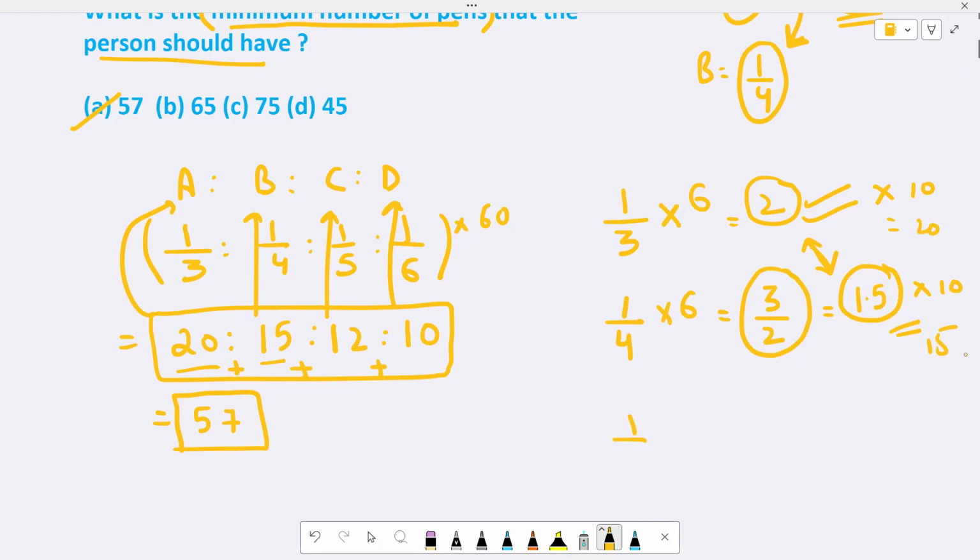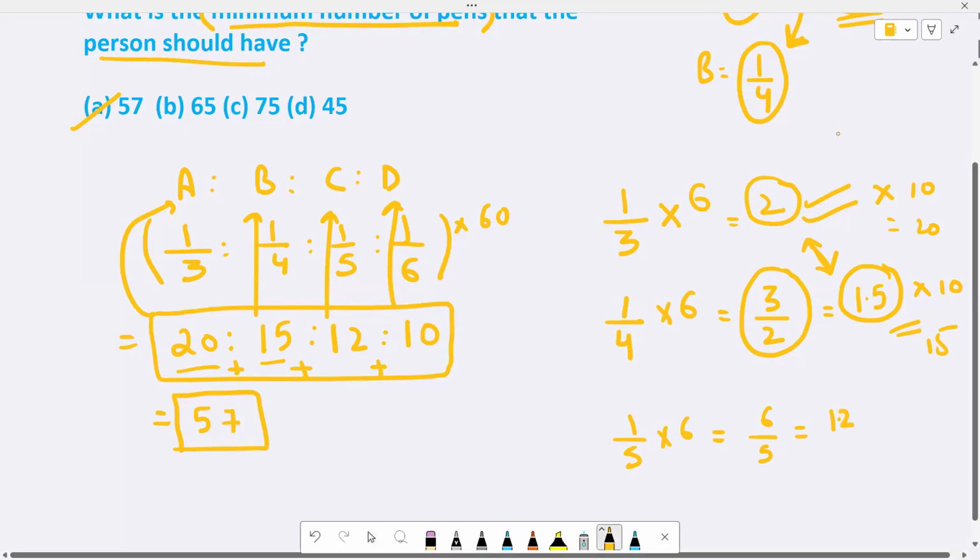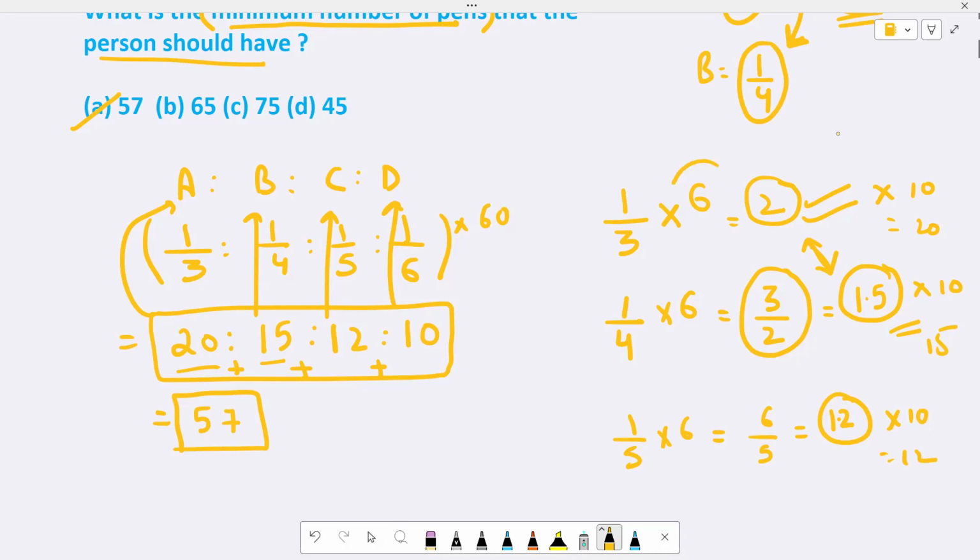Same will be the case for 1/5. If I multiply 1/5 by 6, I get 6/5. And when I divide 6 by 5, I get 1.2. And again, if I multiply this by 10, I get 12 only. So the ratio remains the same. Right now, I just took a random number that is 6. I could have taken any other number. That is the reason why we are taking the least common multiple here, so that the numbers that are here are not in decimal form.